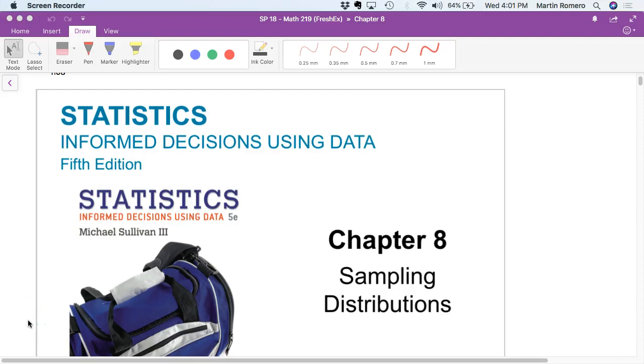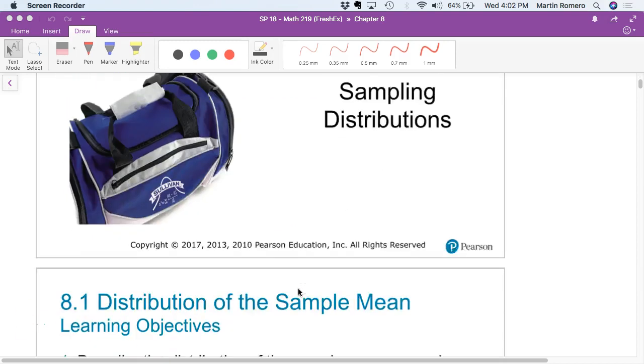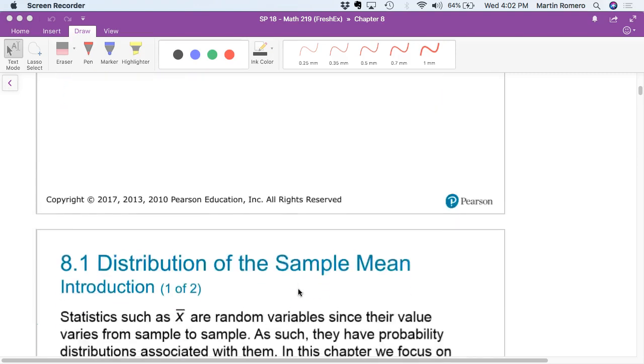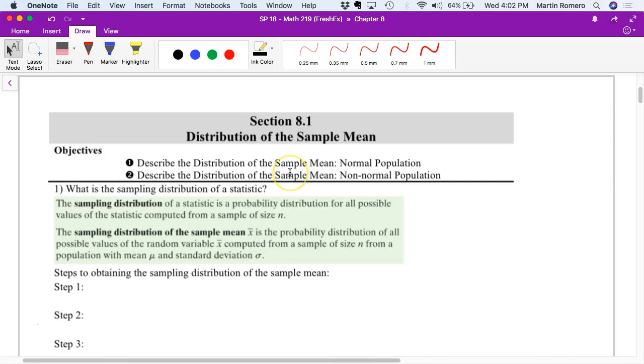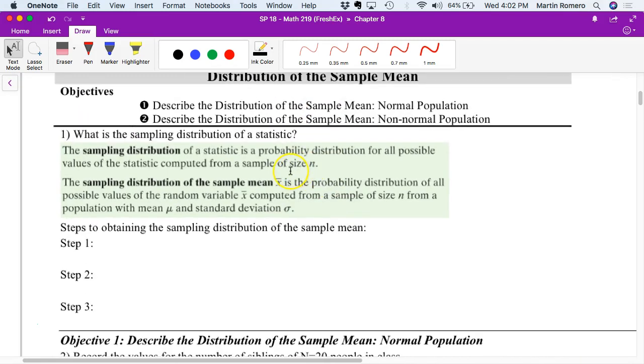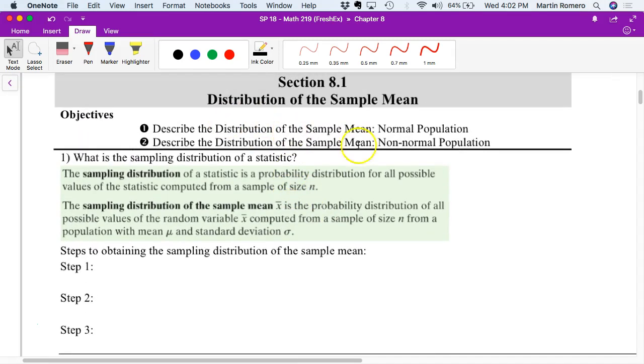This is the lecture for Chapter 8.1. Chapter 8 has to do with sampling distributions. We'll talk about what that is. Make sure you have your 8.1 note sheets out. In this section, we'll be talking about the distribution of a sample mean.